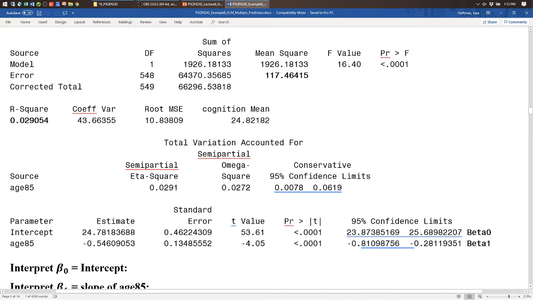Okay, so we have model results here. 1 degree of freedom in my model. That is what?